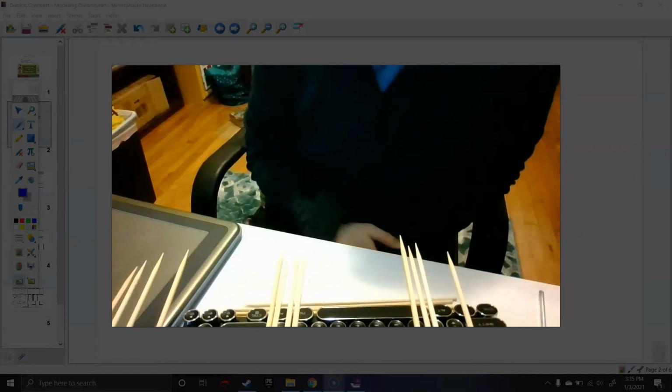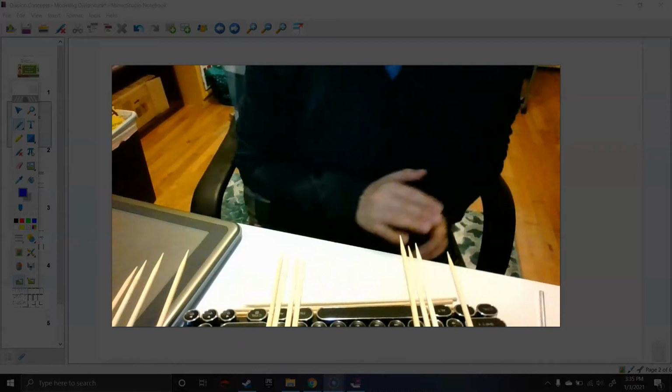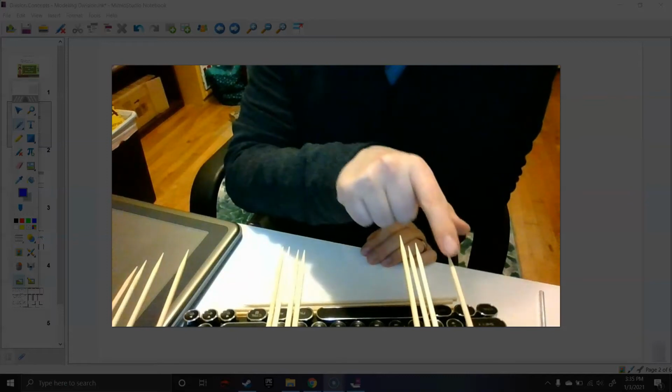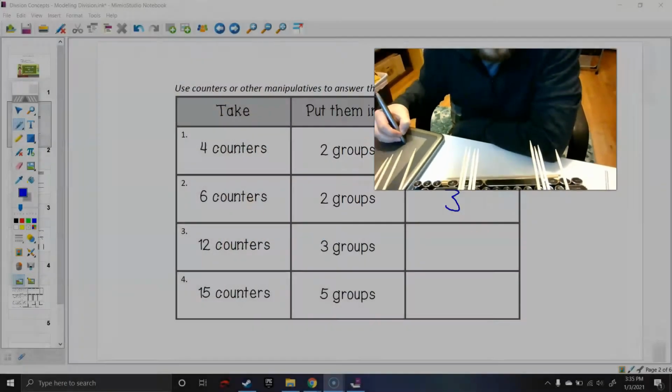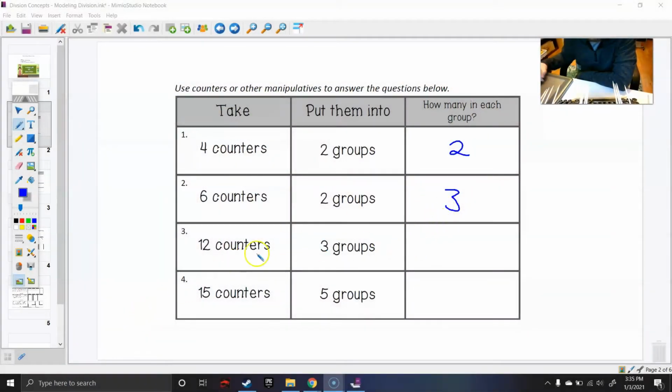All right, so now we want to count how many are in each group. So we have 1, 2, 3, 4 in each group. All right, so we know that 12 divided by 3 is going to be 4.